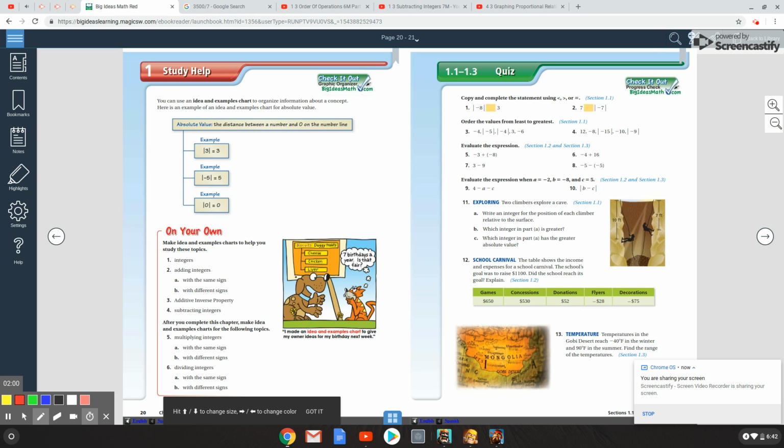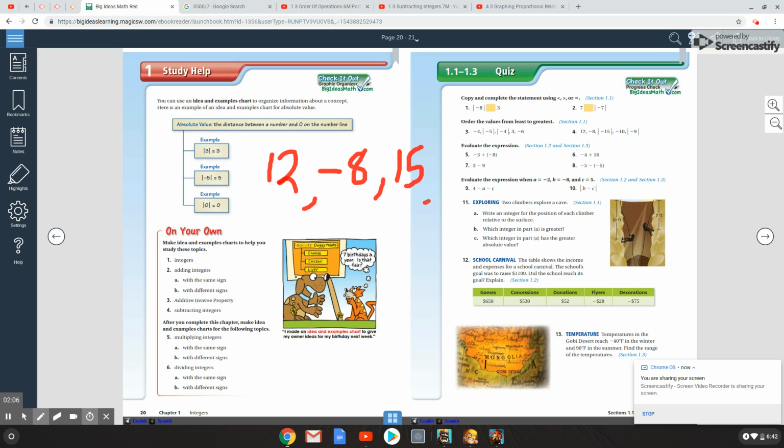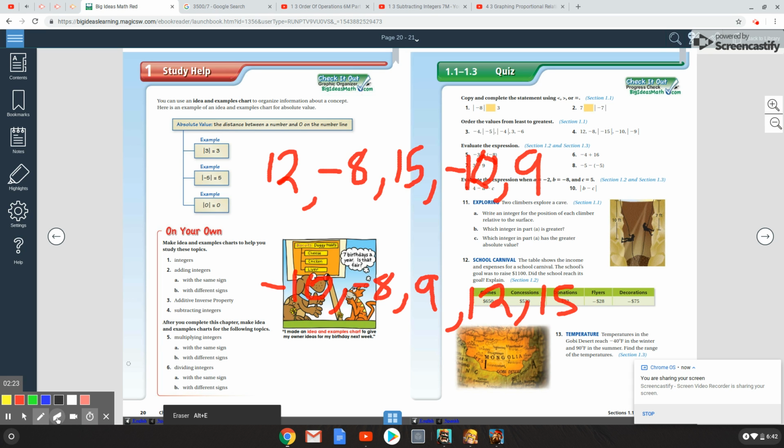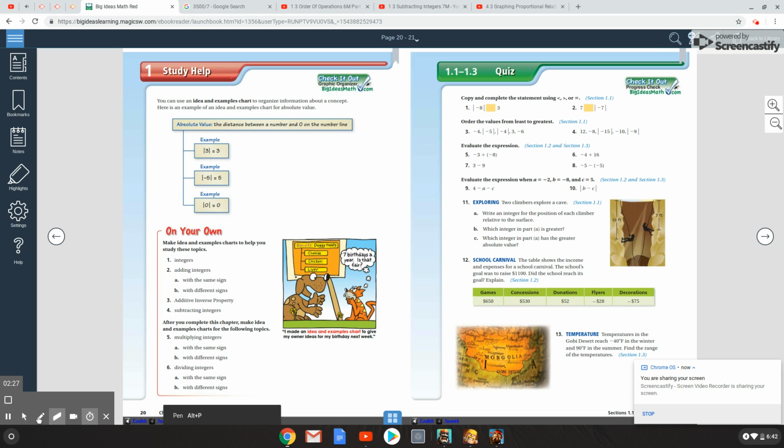And for question 4, we have 12, negative 8, 15. I'm solving the absolute values as I go. Negative 10 and 9. So least to greatest, starting with negative 10, moving up, negative 8, moving up 9, moving up 12, and then moving up 15. So pretty simple as long as you write everything down.